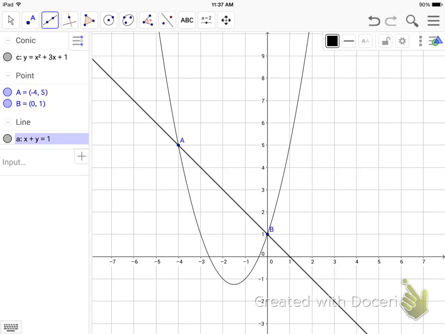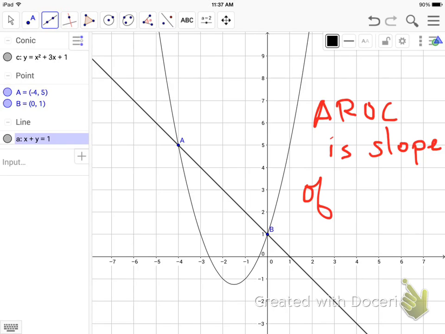So we can think of the average rate of change as the slope of the line through those 2 points. And the line through those 2 points is called a secant line. It's the slope of a secant line. So we're going to keep talking about slopes of lines and how they relate to functions.